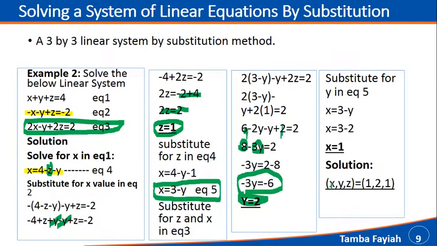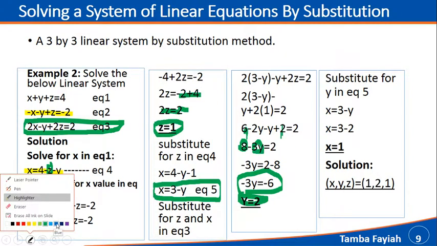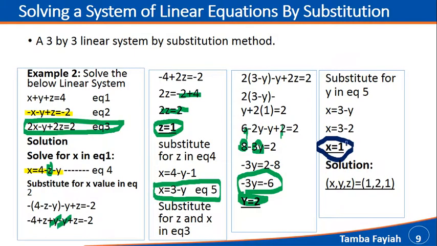So that means these 3 values here, these 3 values, this, and this, are the solution to this system of linear equations. So I write it here as a solution: x, y, z equals 1, 2, 1. So you can see x in this position, the value of x is in this position, y is in the middle, the value of y is here, and then the z here, and then the value of z is here.